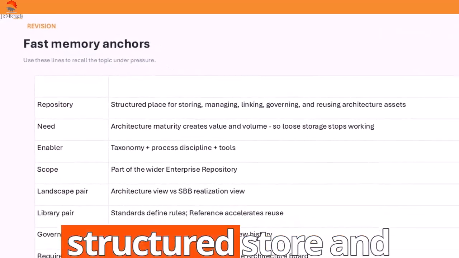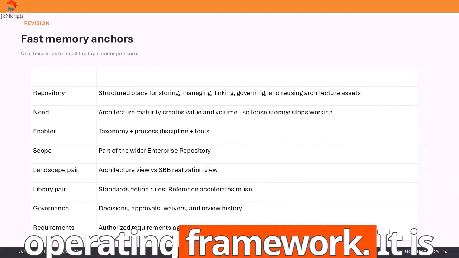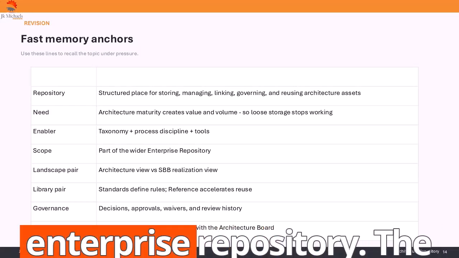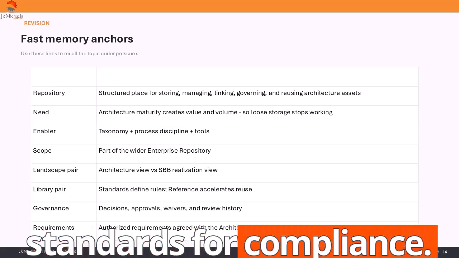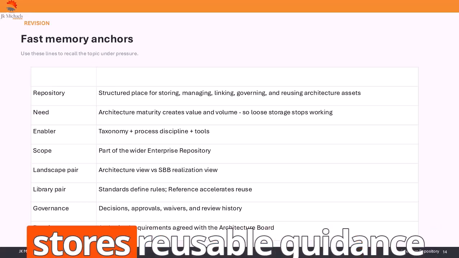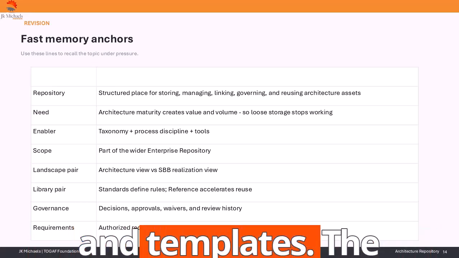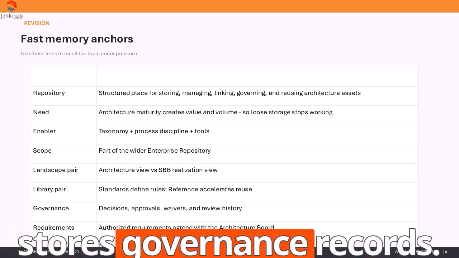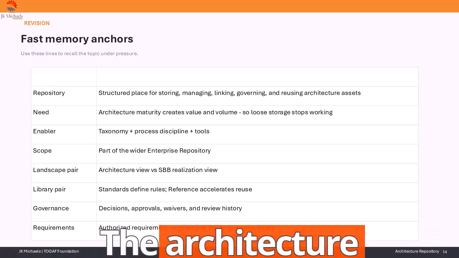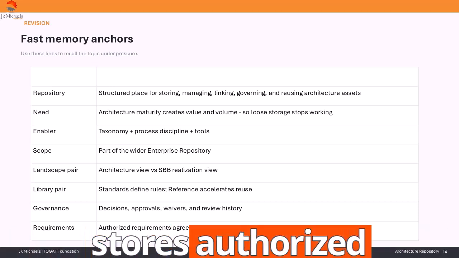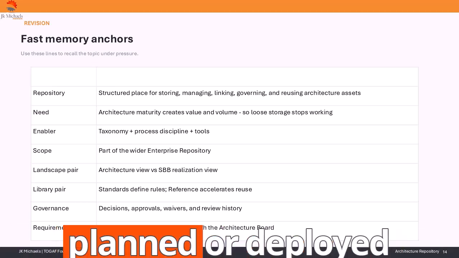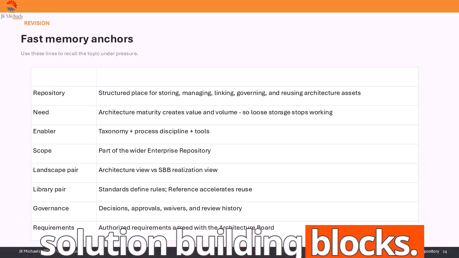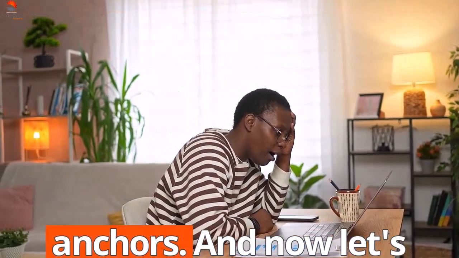The repository is a structured store and operating framework. It is part of the wider enterprise repository. The standards library stores standards for compliance. The reference library stores reusable guidance and templates. The governance repository stores governance records. The architecture requirements repository stores authorized architecture requirements. And the solutions landscape represents planned or deployed solution building blocks. Those are key exam anchors.